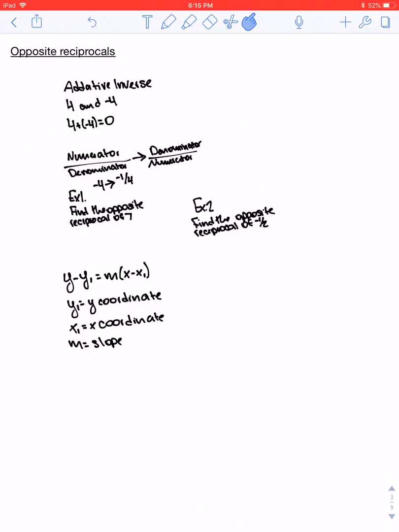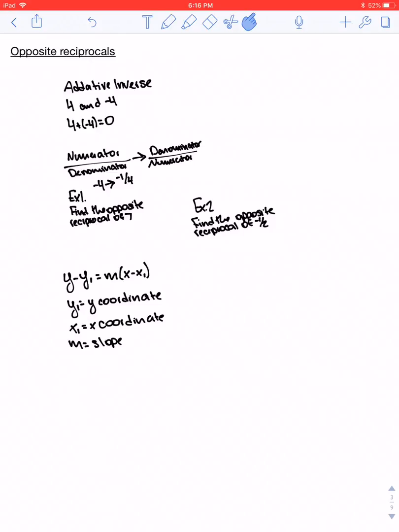So to find the opposite reciprocal of 7, you would find the additive inverse, which is negative 7, and then the reciprocal, which would make it negative 1/7. And then to find the opposite reciprocal of negative 1/2, you'd find the additive inverse, which is positive 1/2, and then the reciprocal, which would be 2.